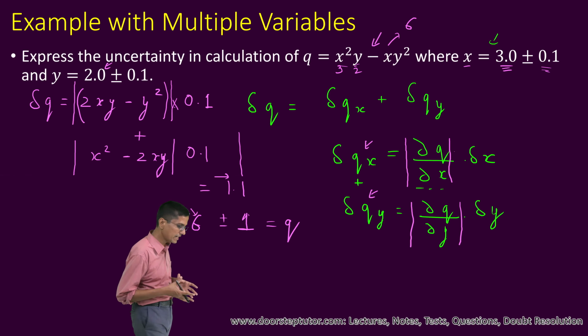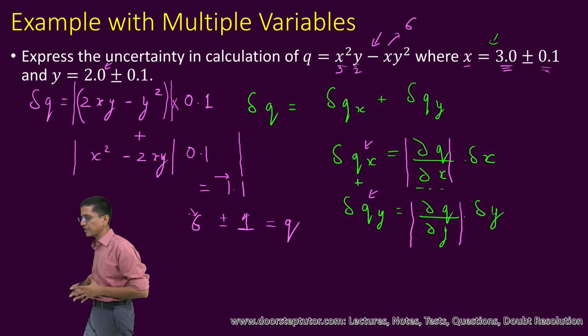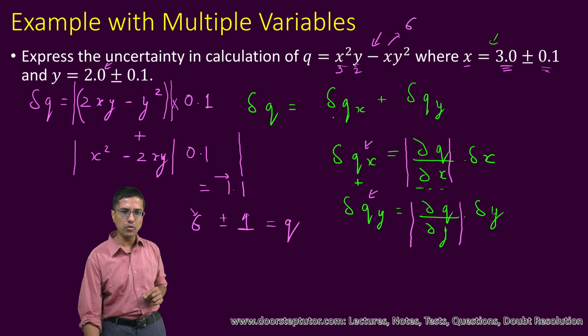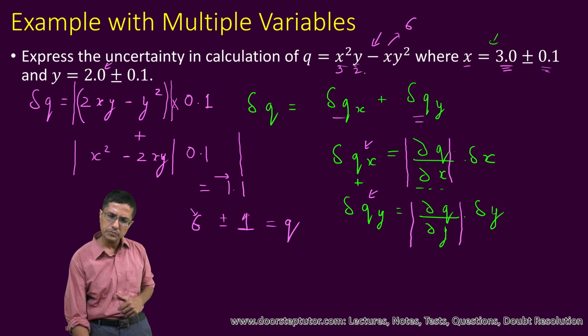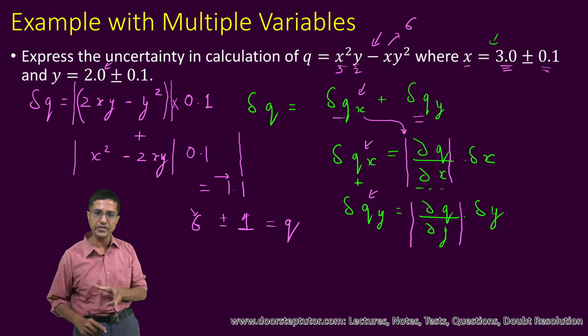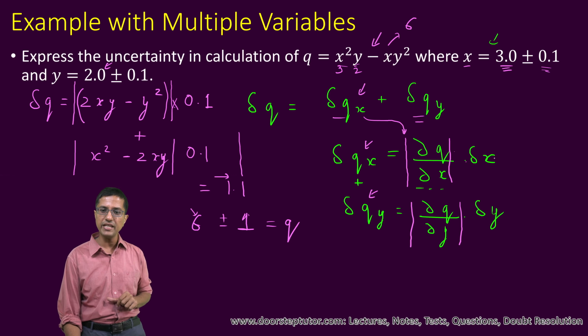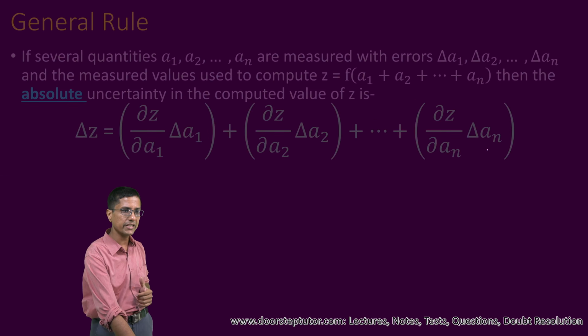So when we are dealing with multiple variables, we can simply extend our rule of differentiation, and we can divide the error into various components, one because of each of the variables. The error due to each of the variables can be calculated by doing the partial differentiation, which gives us the rate, and multiplying it with the error in that particular variable. And we add those. So this is our general rule.